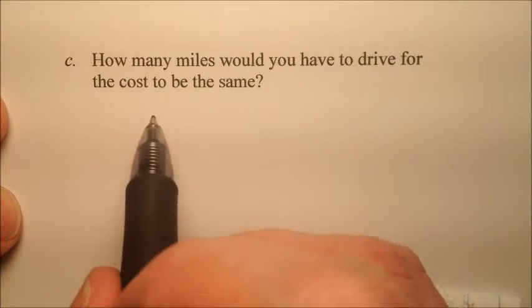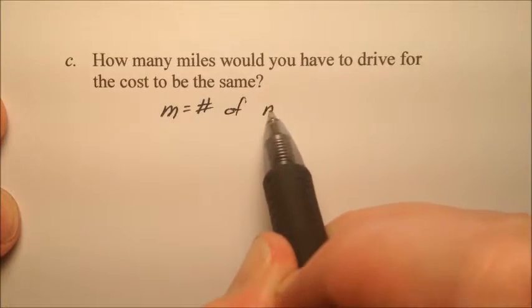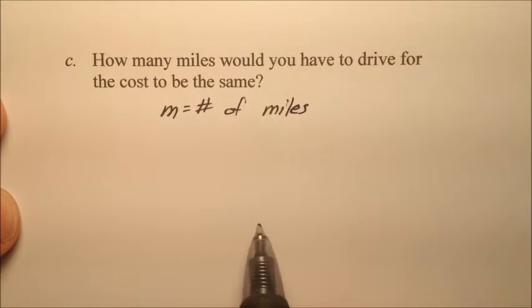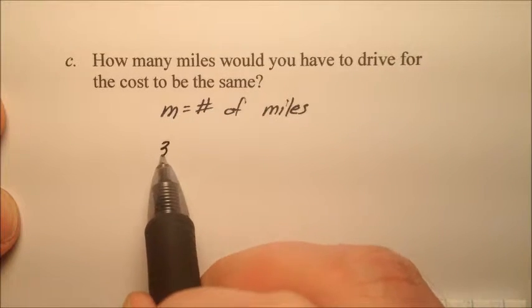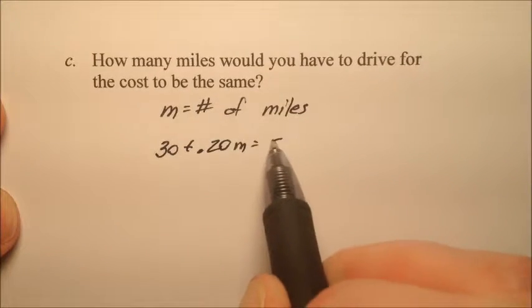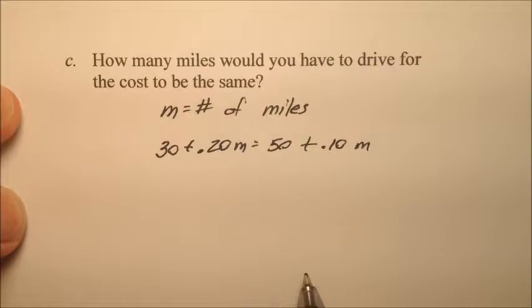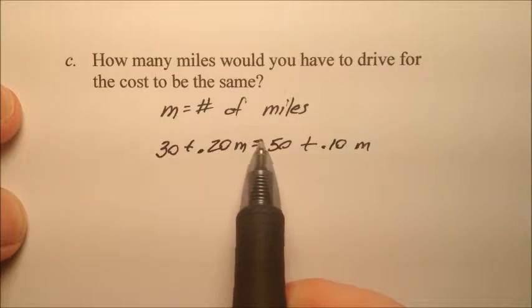So if you work it out, we have m equals the number of miles, and that's what we're looking for. How many miles will we have to drive for them to be the same? Okay, so it looks like it's going to be 30 plus 20 cents per mile equals 50 plus 10 cents per mile. So now we've got a multi-step equation here that we can easily solve.